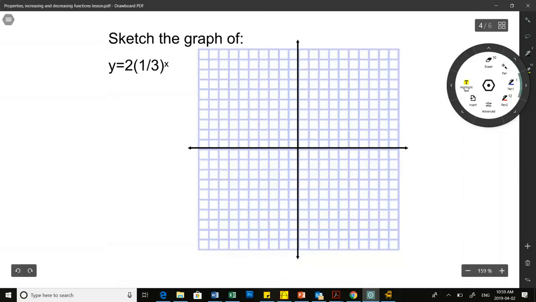Okay, so a is positive. That tells me I either have growth above the asymptote or decay. Which one is this based on the b value?